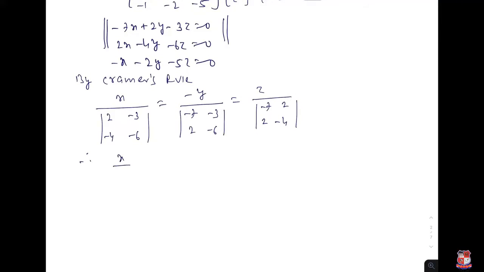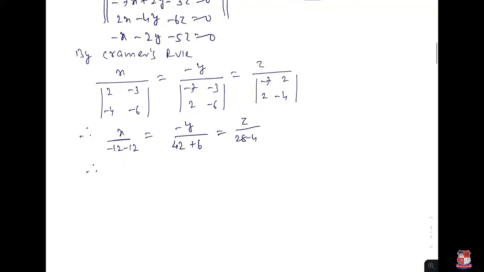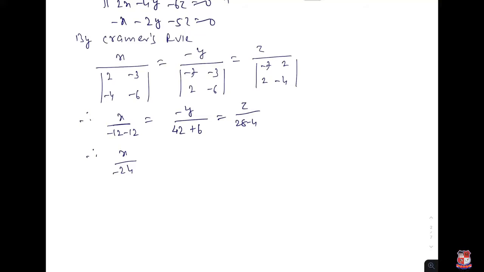And so x over, now this is easy, minus 12 and again minus 12, these two, equal to minus y over, this is 7 sixes are 42, okay, and minus and minus plus 6, this is equal to z over 28 minus 4. So this is x over minus 24, y over minus 48, z over 24.